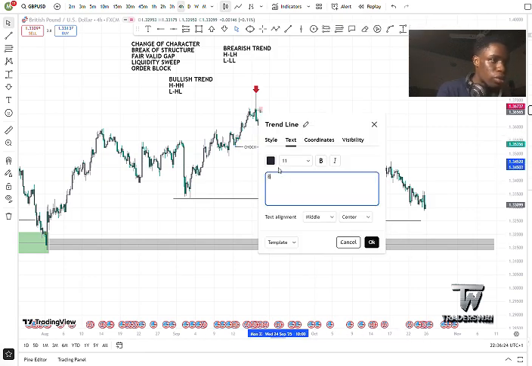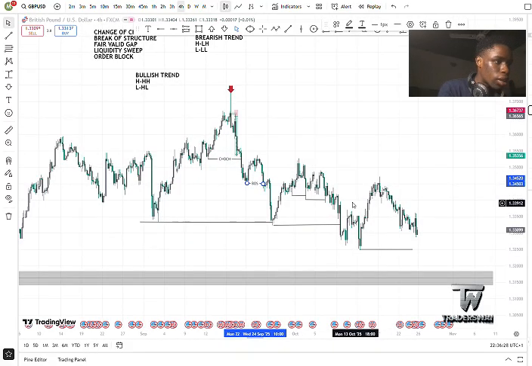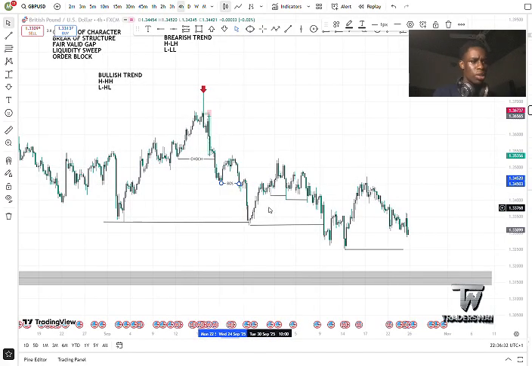Market gives us a break of structure, BOS. So the market is going to break structure to the downside. Then you are going to look for a selling opportunity, just to respect this 4-hour time frame.